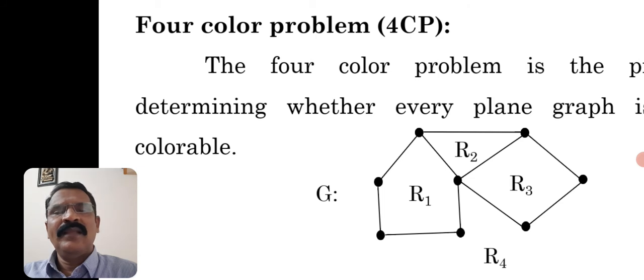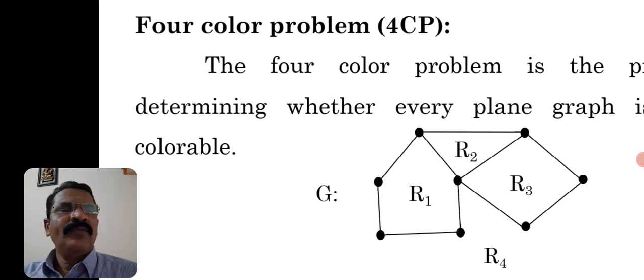So they come in the same color class. R1 and R3 will be in the same color class, with the same color. Suppose you are using blue color for R1, you can use the same blue color for R3 also, because there is no common line or boundary between R1 and R3.